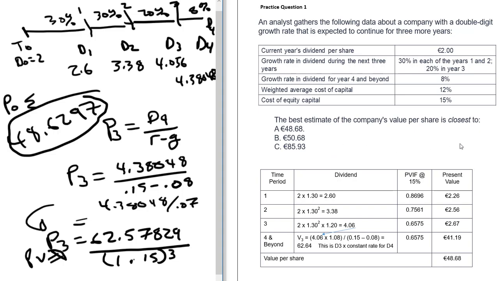Sometimes you see a little bit of rounding, and that's why they always say here, company's value per share is closest to. Well, we're closest to A. Sometimes there's going to be some small rounding difference, but definitely there's no doubt that 48.6297 is closest to 48.68, and here's their calculation, a little bit of rounding error. So again, that's a 90-second question. Not bad. Step 1, calculate the dividends, do the present value of the dividends, calculate P3, do the present value of P3, add them all up together, and you get P0. So that's a pretty easy practice question.